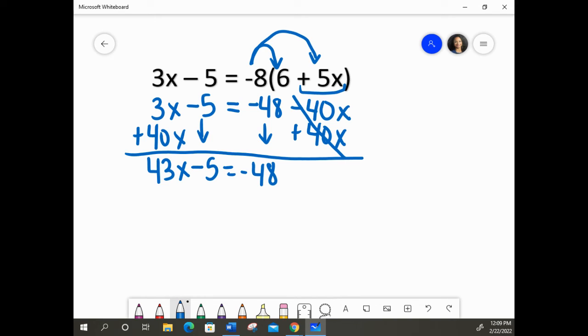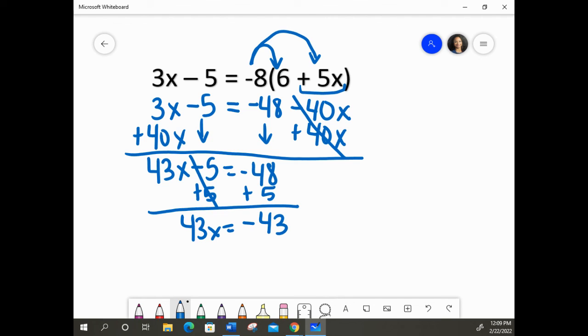Okay, so now we have a two-step equation. With this two-step equation, our variable is x, and what's least attached to it is this minus 5. So to undo a minus 5, we're going to add 5, and whatever I do to one side, I have to do to the other. Now my 5s will cancel. I'm left with 43x equals, and negative 48 plus 5 is going to give me negative 43.